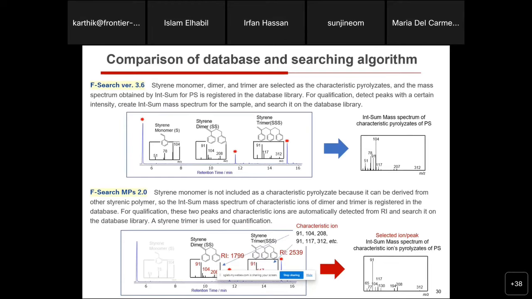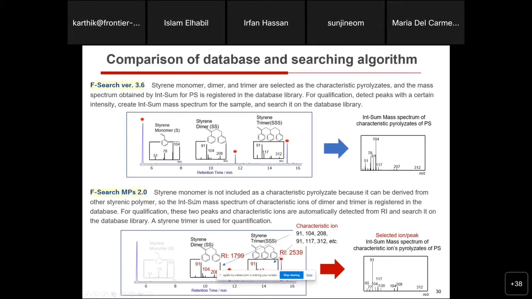Okay, the mass spectrum of each of these peaks, we integrate it, like a summation of all this, and use this mass spectrum for identification through our search algorithm. But in the case of F-Search, because we are doing such a search at very small concentration, your peak abundance may be small compared to the standard polymer analysis.